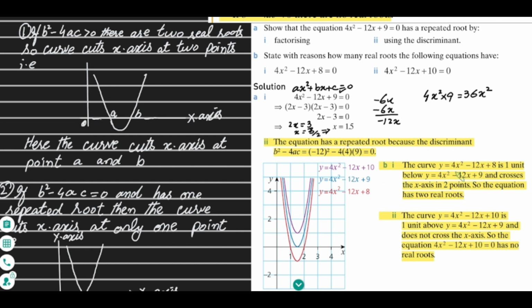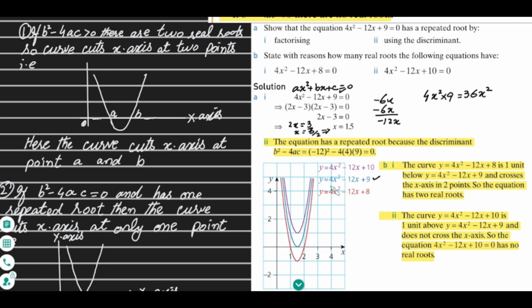The curve y = 4x² − 12x + 8 is 1 unit below 4x² − 12x + 9. We can see the red color is 1 unit below 4x² − 12x + 9. Here, this blue one is the equation, and this red equation is 1 unit below the blue equation, and crosses the x-axis in 2 points.